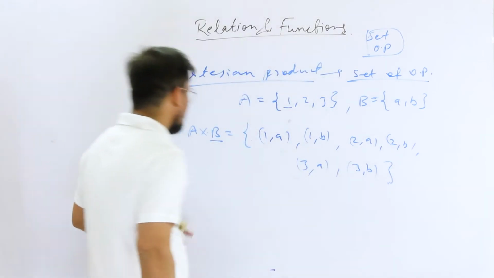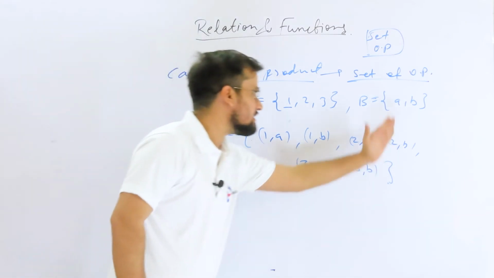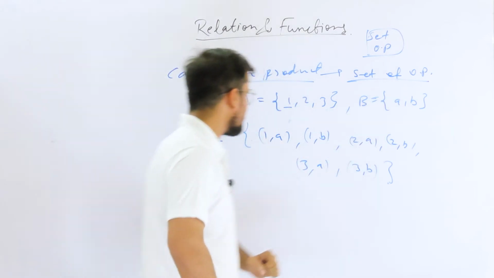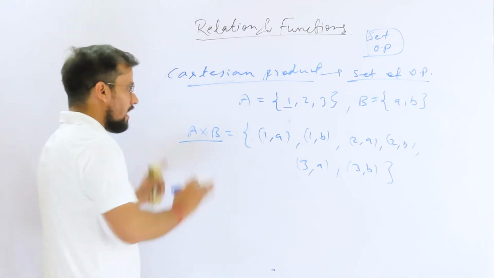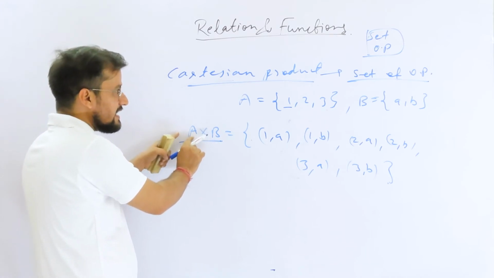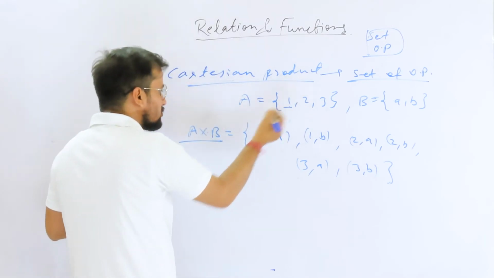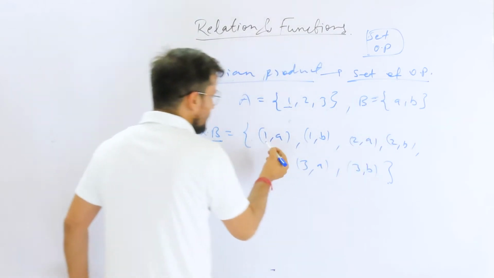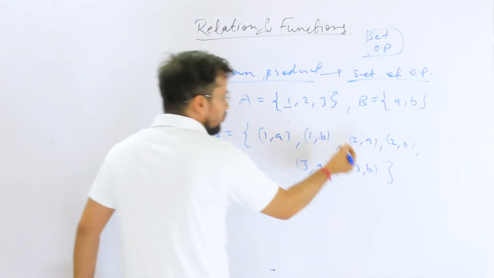So basically here you have two sets. The first set is A, the second set is B. A has the elements 1, 2, 3, and B has the elements a and b. You have to write A cross B, which is the Cartesian product. How will you write it? Take the first element of the first set, which is 1, and pair it with all the elements of B, which are a and b. So first we write (1, a) and (1, b). In the same manner, we go to the next element of A: (2, a), (2, b).